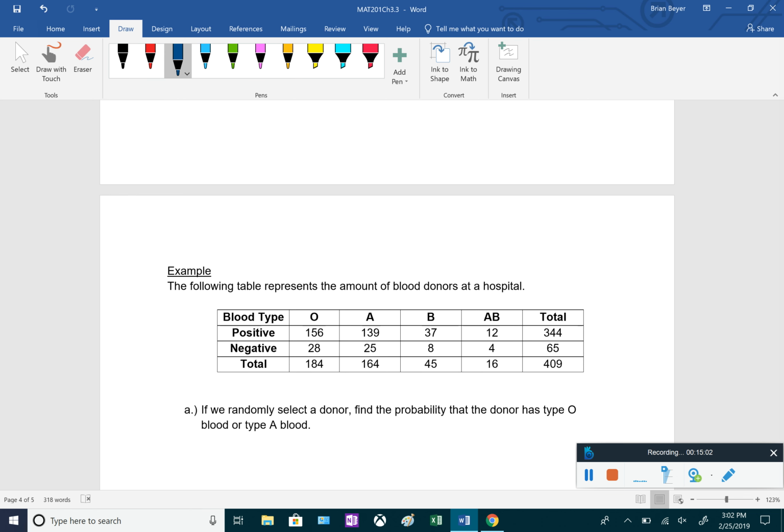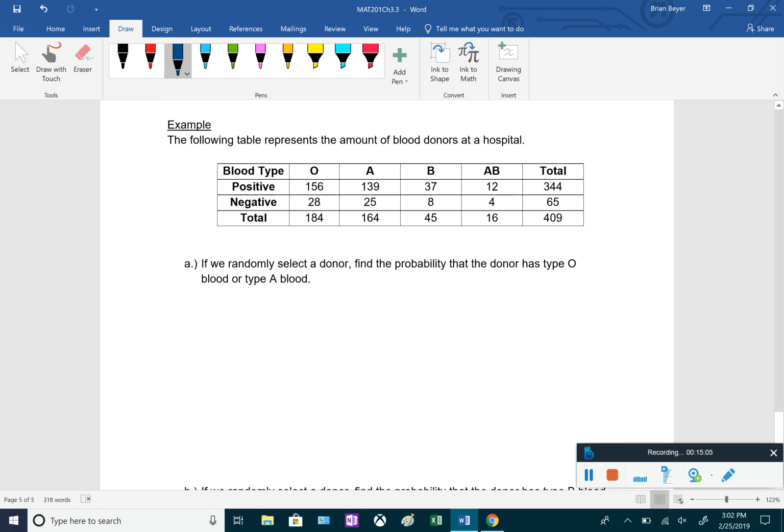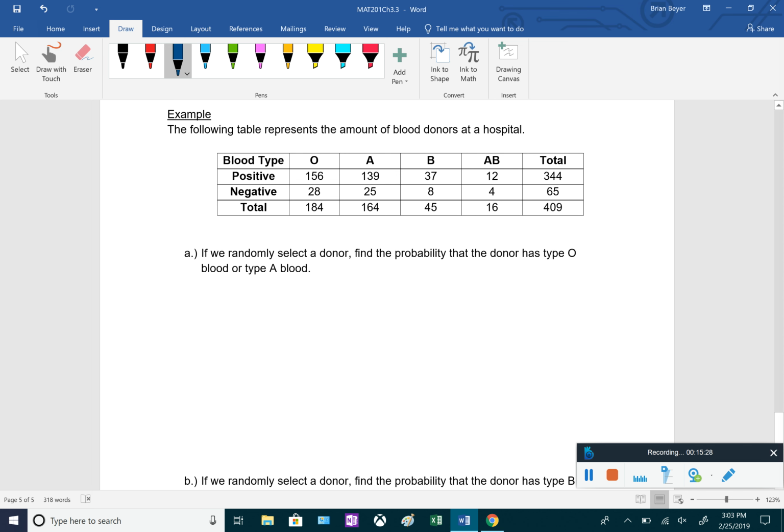So moving on to the last type of question here. It's a little bit different, but it's going to be conceptually the same. Suppose we have this following table, and it represents the amount of blood donors at a hospital. So we see the blood type: we have O, A, B, and then the total. And then we have whether it is positive or negative, and also that total. Okay, so let's do this example. If we randomly select a donor, find the probability that the donor has type O blood or type A blood.